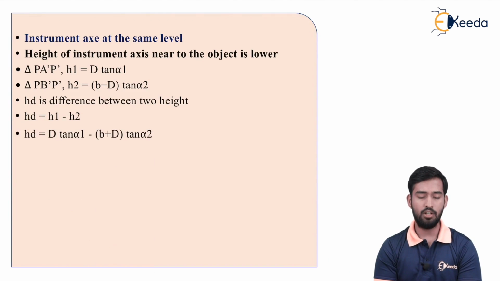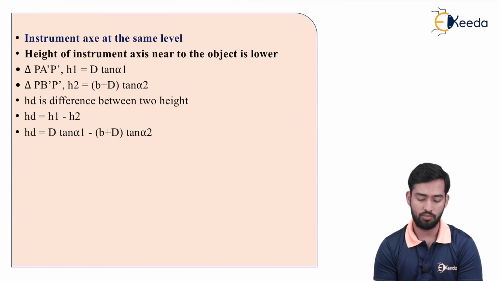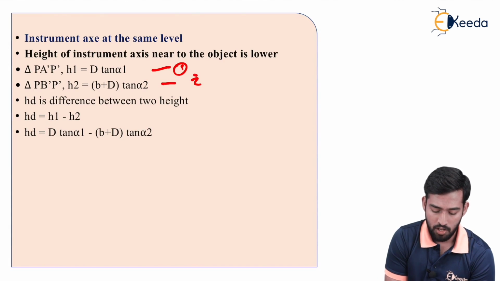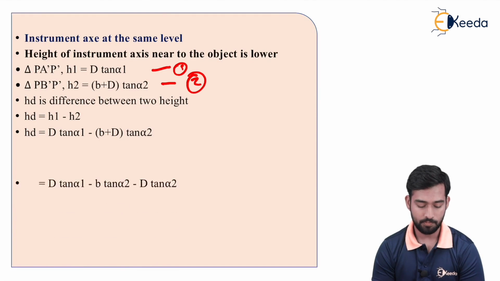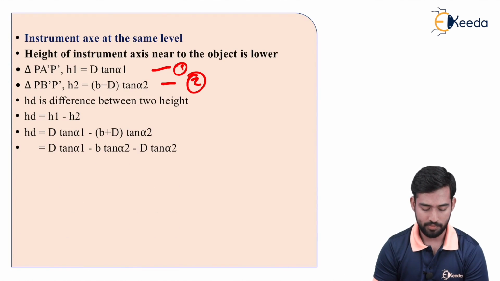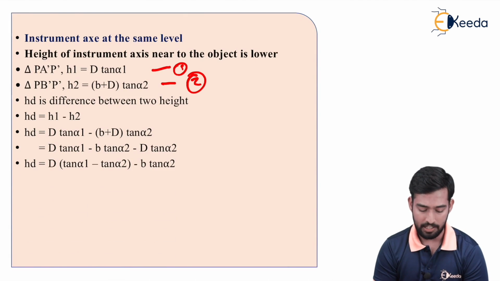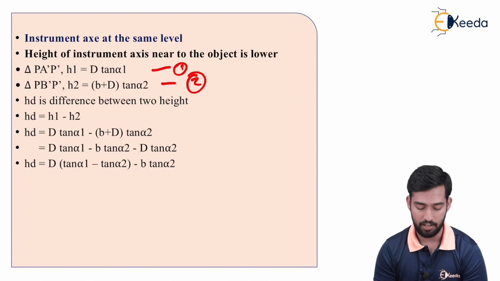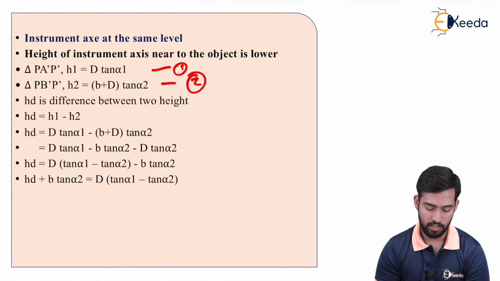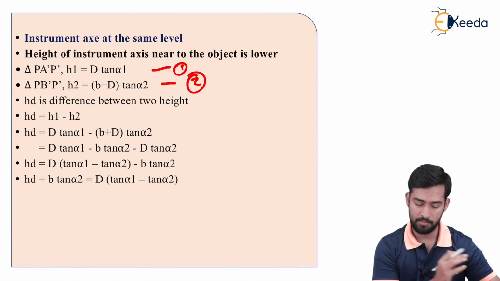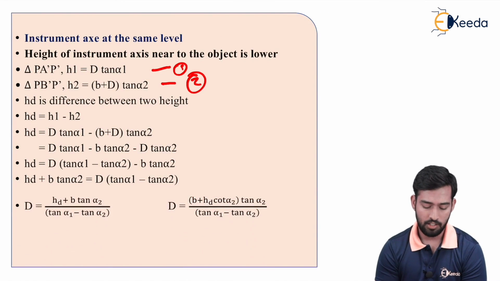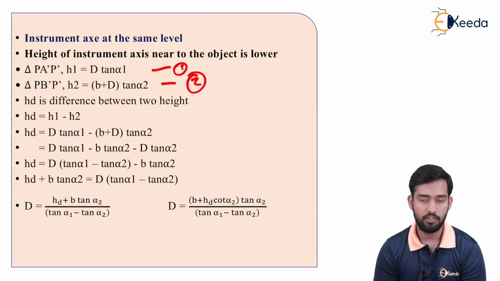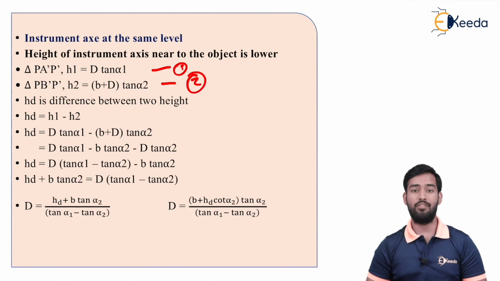So over here we have to substitute the values. After substituting the values of h1 and h2 from equation 1 and equation 2, we get hd is equal to d tan alpha 1 minus (b plus d) tan alpha 2. Simplifying the above equation, we get d as common: d times (tan alpha 1 minus tan alpha 2) minus b tan alpha 2. So hd, we require d. Substituting other values on the same side, minus b will be plus, so plus b tan alpha 2, and we require d only. So d is equal to (hd plus b tan alpha 2) upon (tan alpha 1 minus tan alpha 2).